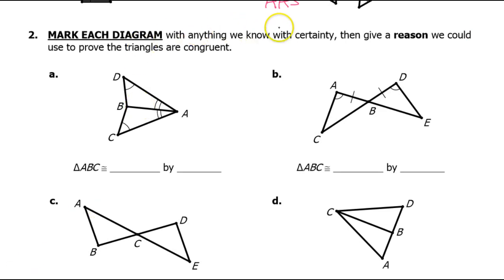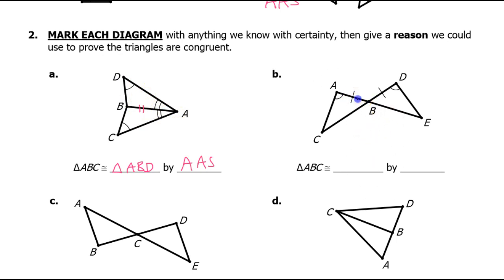Mark each diagram with anything we know with certainty, then give a reason we could use to prove the triangles are congruent. Well, in addition to what's already marked, we know that side BA is congruent to side BA by the reflexive property. So that means that triangle ABC is congruent to triangle ABD by angle, angle, side, because I have 2 angles and the side is not between them.